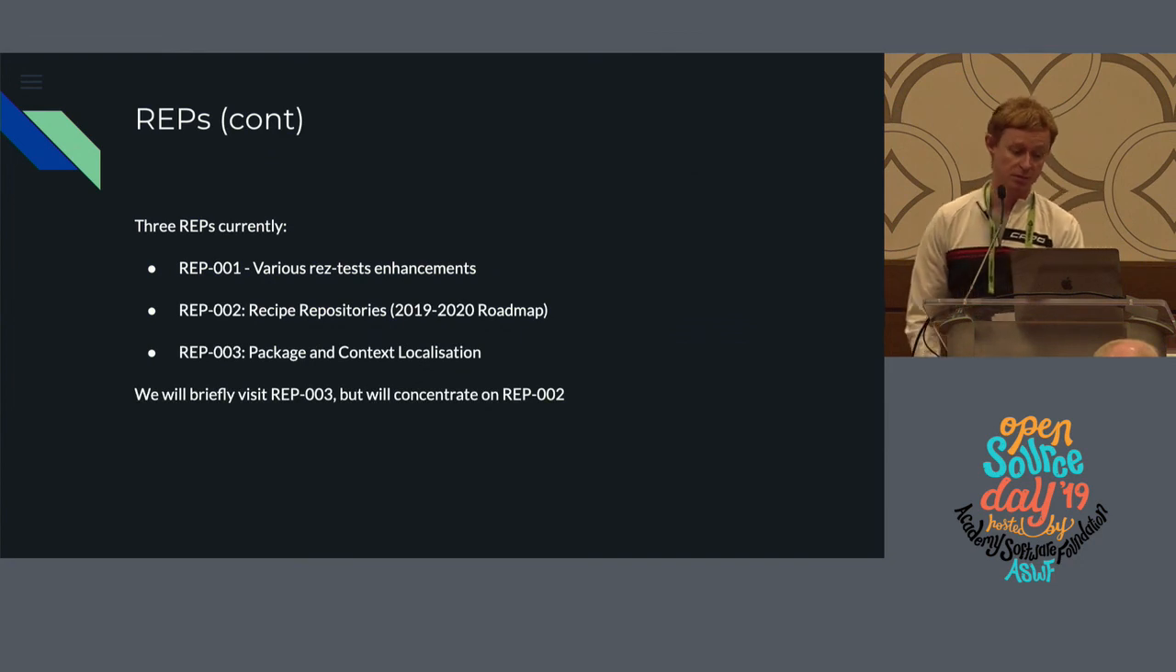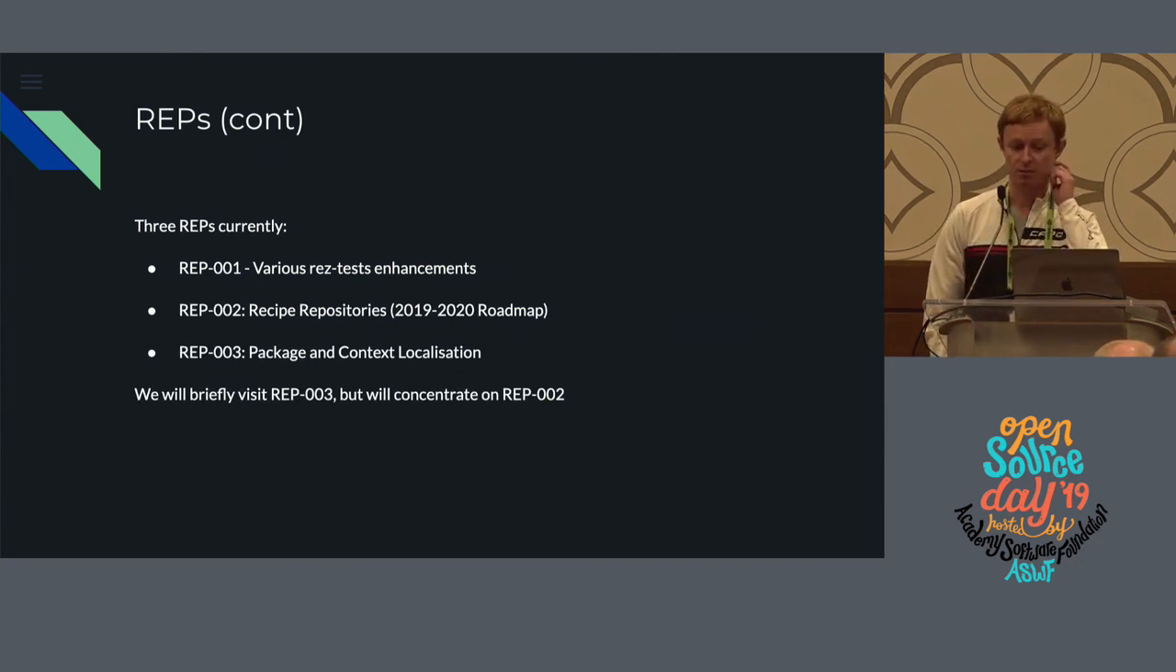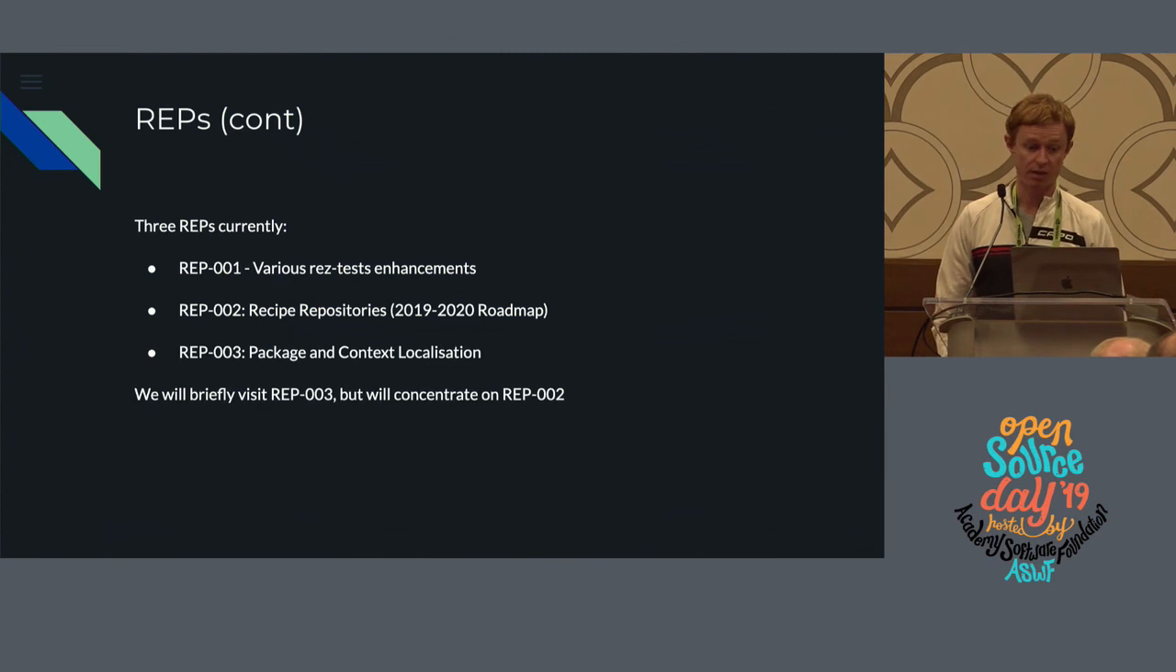We have three REPs at the moment. We've got one based on some enhancements to Rez tests, which I won't cover right now. It's a fairly minor point. REP 002 is the main one that I'll talk a lot about, and that's getting us to the point where, well, I'll explain it in a sec, but it's called recipe repositories. And REP 003, which I'll talk about now, is something called package and context localization.